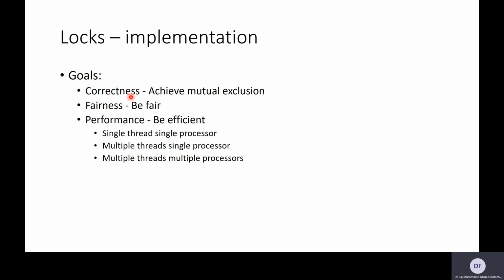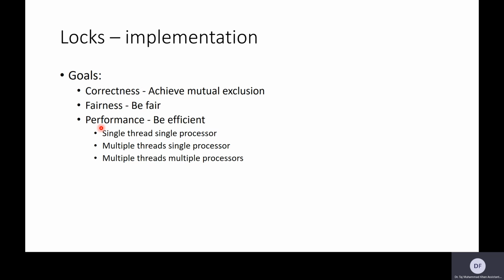The second goal is fairness. If multiple threads are trying to acquire a lock, correctness guarantees that only one thread will be able to acquire it. Other threads will be waiting. Their acquire function will block and not return until the lock is released. Fairness is similar to fairness in scheduling: eventually every thread waiting for a lock should get it. It should not happen that one thread is waiting indefinitely while other threads are getting the locks continuously.